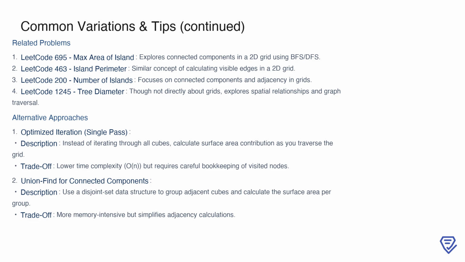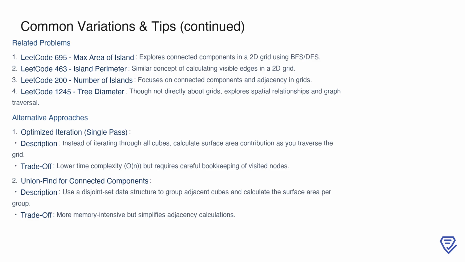For example, LeetCode 695, Max Area of Island, explores connected components in a 2D grid using BFS or DFS, while LeetCode 463, Island Perimeter, involves calculating visible edges in a 2D grid, which is conceptually similar to this problem. LeetCode 200, Number of Islands, focuses on adjacency and connected components in grids, and LeetCode 1245, Tree Diameter, although not directly about grids, deals with spatial relationships in graph traversal, which can provide useful insights.